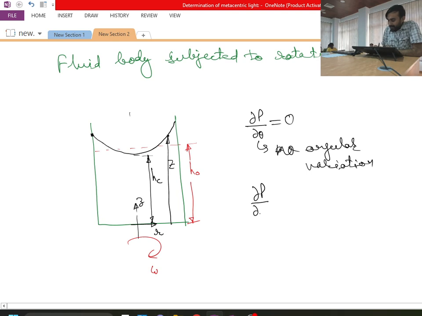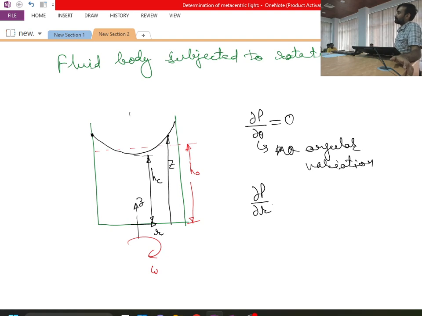Now what do I have to do next? Del P by del r, can you tell me, will we have any del P by del r? Minus del P by del r is the force because of the pressure. This must be equal to the body force in the r direction, but there will not be any body force, because gravity is acting in the z direction. So this must be equal to the acceleration.